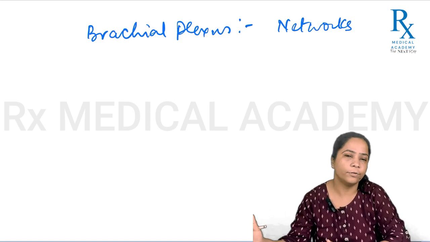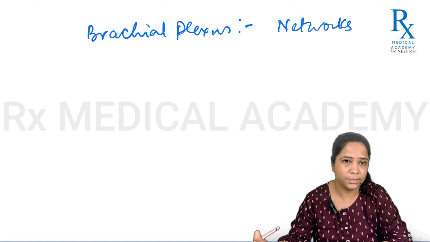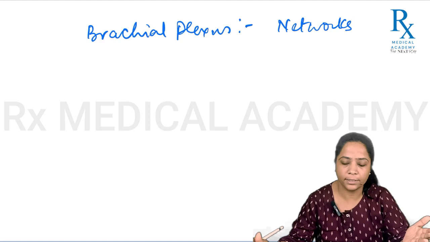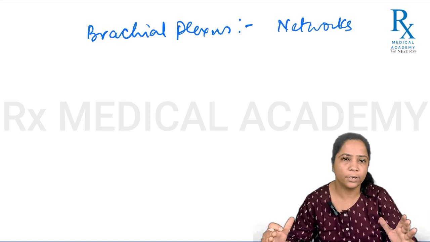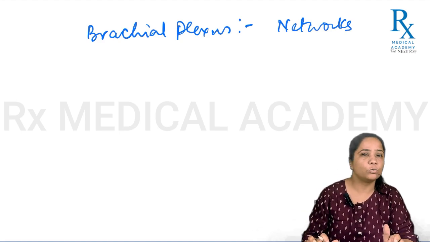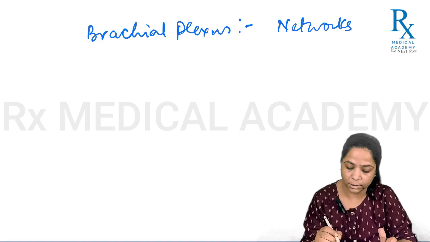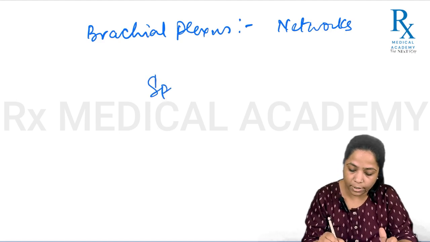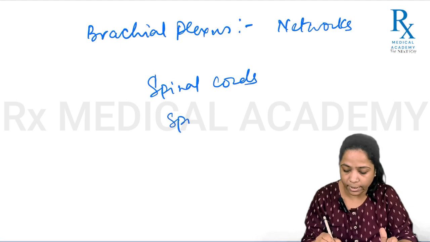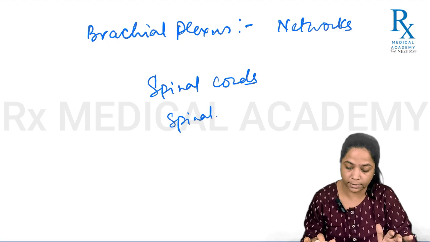We have a lot of nerves that supply the different parts of the upper limb, like the muscles, the joints, and the vessels. These various nerves form a network, a plexus, which we call the brachial plexus. Before going into details of the brachial plexus, we have to emphasize the spinal cord and how the spinal nerves are formed. These are basics before knowing the brachial plexus.